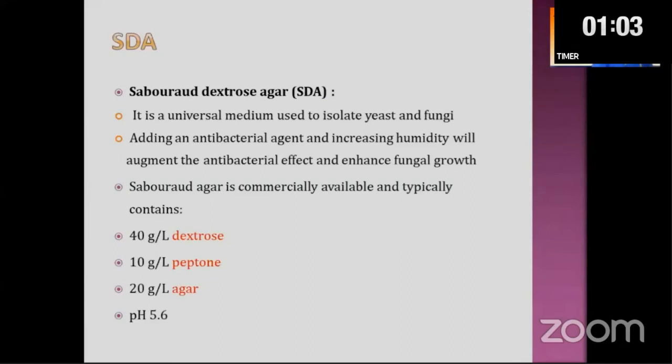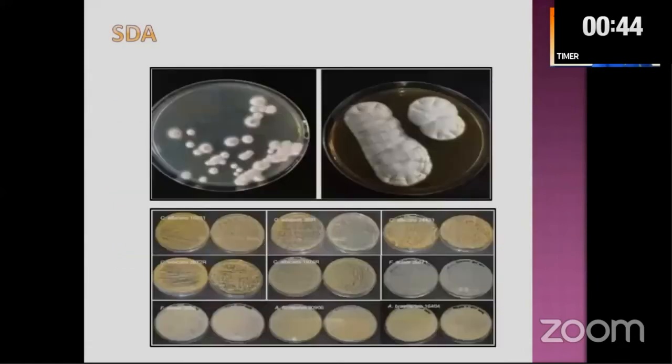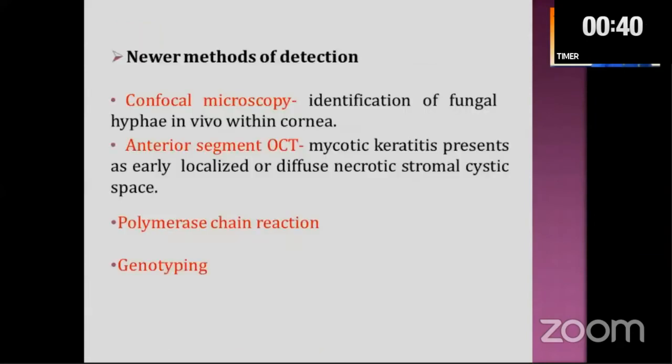Sabouraud's dextrose agar is a universal medium used to isolate the yeast and the fungi. Adding an antibacterial agent and increasing the humidity will augment the antibacterial effect and enhance the fungal growth. The Sabouraud's agar is commercially available and typically contains dextrose, peptone, and agar, and the pH is around 5.6. The growth is shown in the Sabouraud's dextrose agar.